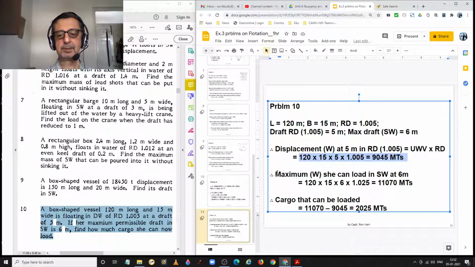Maximum displacement she can load in salt water at 6 meters is equal to length into breadth into draft, which is given as 6 meters, multiplied by RD of salt water, gives us 11,070 metric tons. The difference between these two, 11,070 and 9,045, will give us the cargo that can be loaded, and that is equal to 2,025 metric tons.